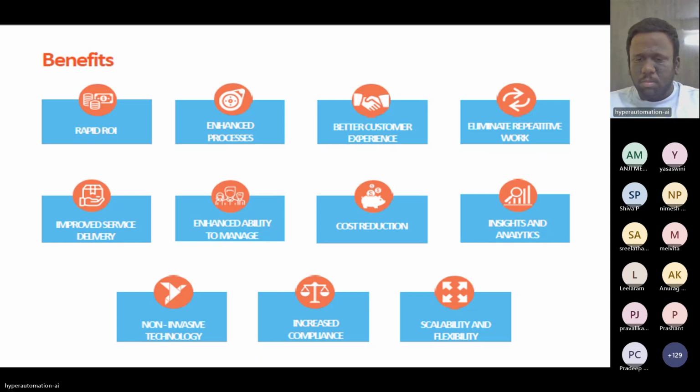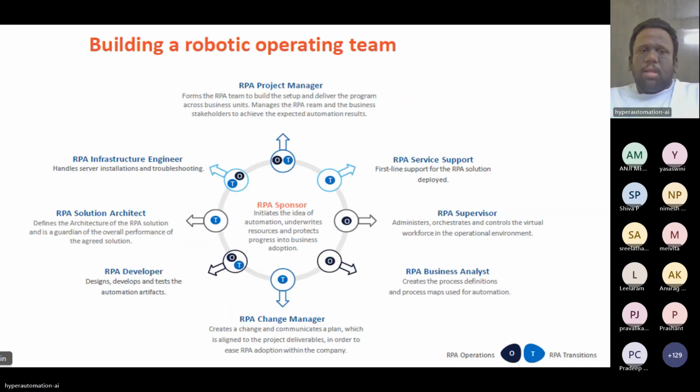Fine. Now let's try to understand the team structure we see in organizations. The project manager forms the RPA team, and he is responsible for setting up and delivering the program across business units and all. And we have infrastructure engineers and service support engineers who will help us in setting up the environment.